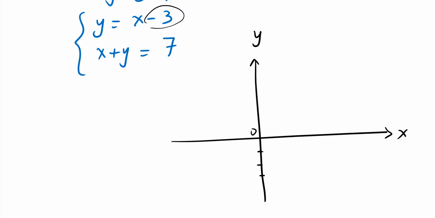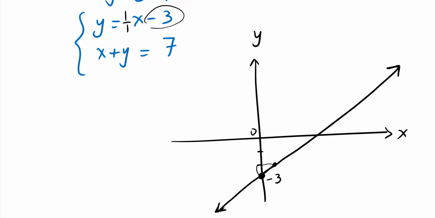1, 2, and 3. It's here. The slope is 1 over 1, so 1 up, 1 to the right. That's the slope. That gave me the straight line.